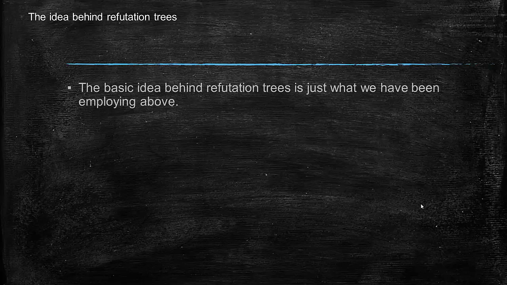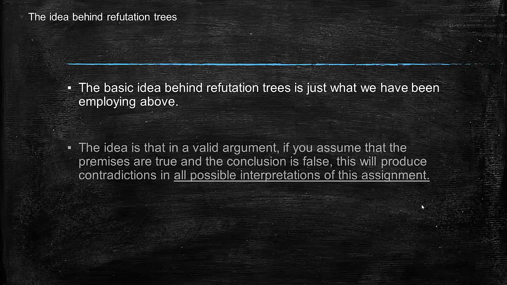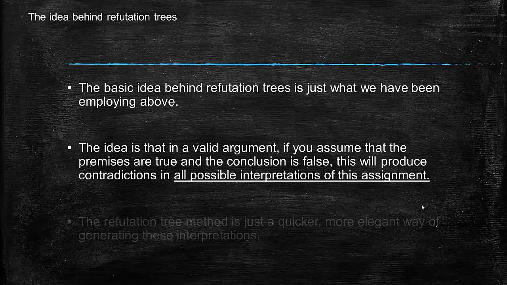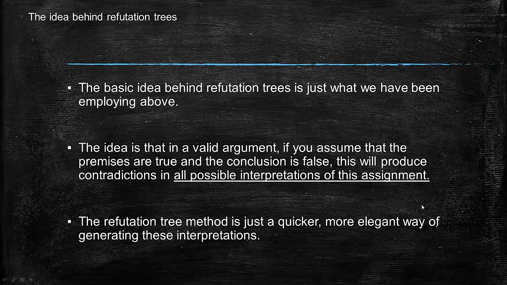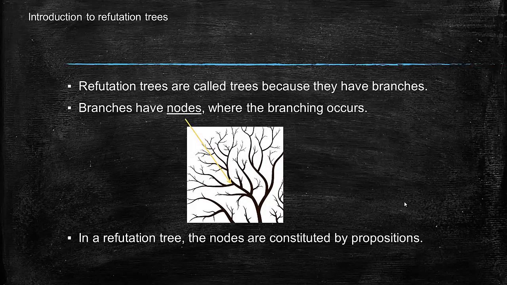Okay, so what's the idea behind refutation trees? So the basic idea is just what we've been employing above. The idea is that in a valid argument, if you assume that the premises are true and the conclusion's false, it's going to produce contradictions in all possible interpretations of this assignment. And so we develop a quick method of representing when we've got contradictions in all possible assignments, or whether there is an assignment that doesn't produce a contradiction.